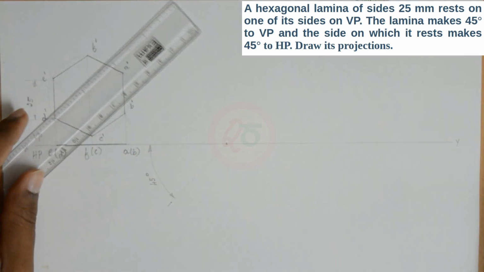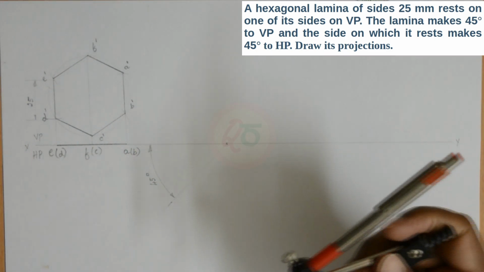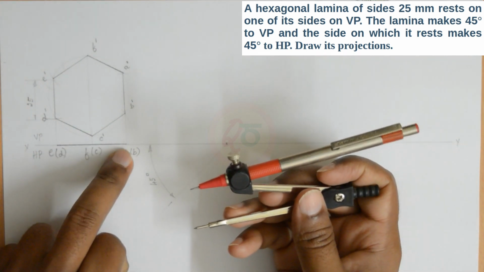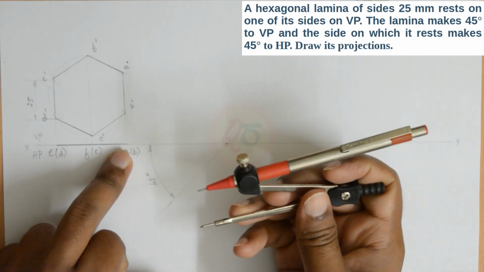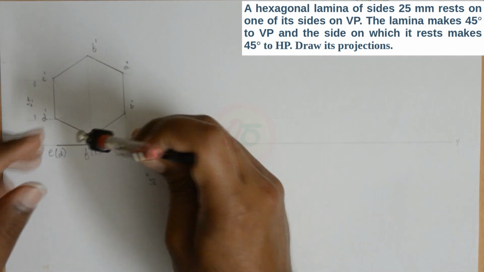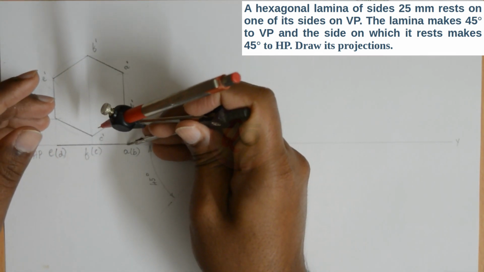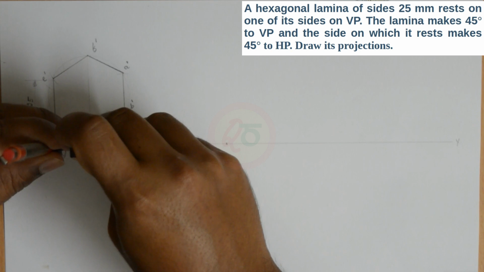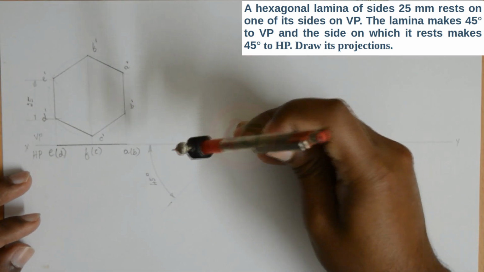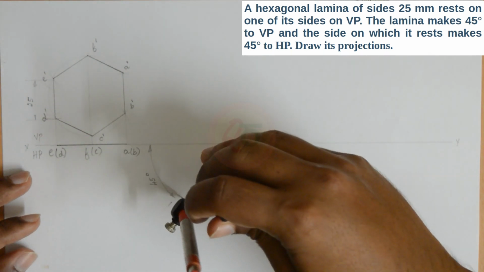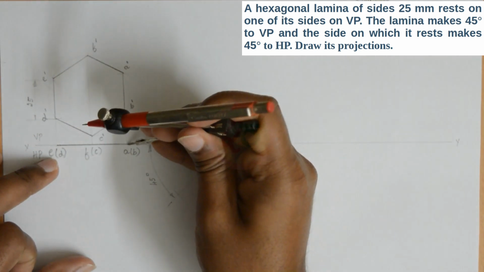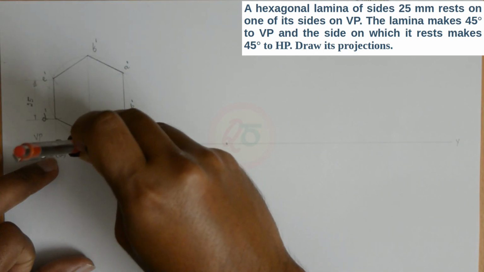Now, in order to make the entire lamina in its top view seen as a single line, we are inclining this single line at 45 degrees to HP. So measure the length of the line AB to ED from the first position. From the point marked on the XY line, cut an arc, and also measure the distance from AB to FC.